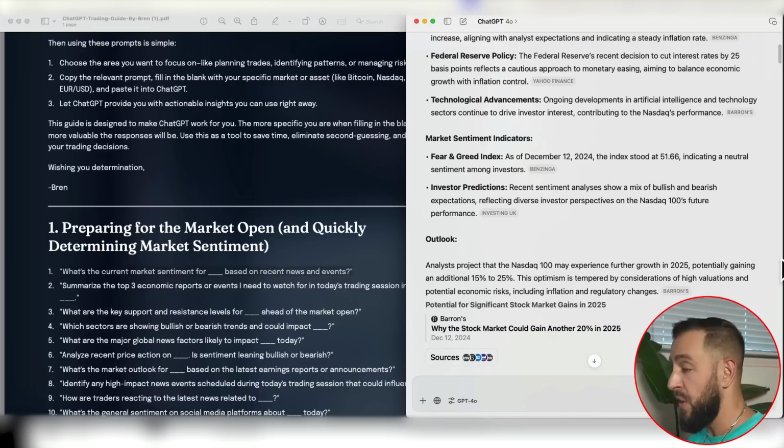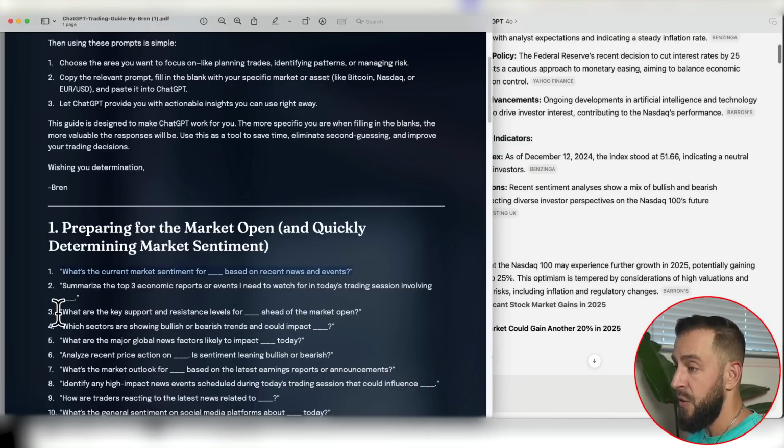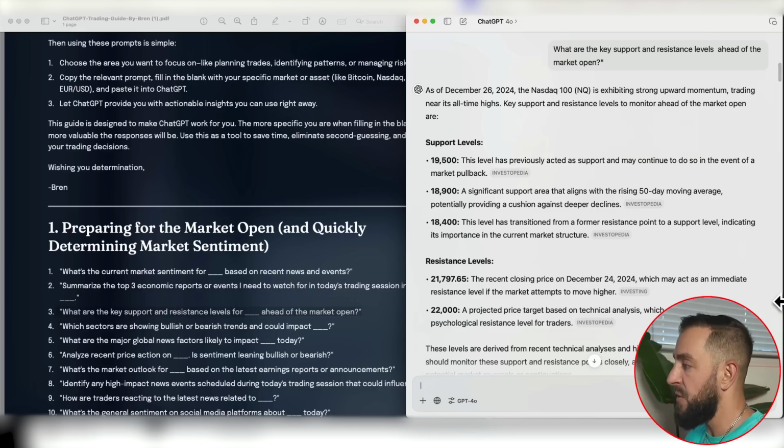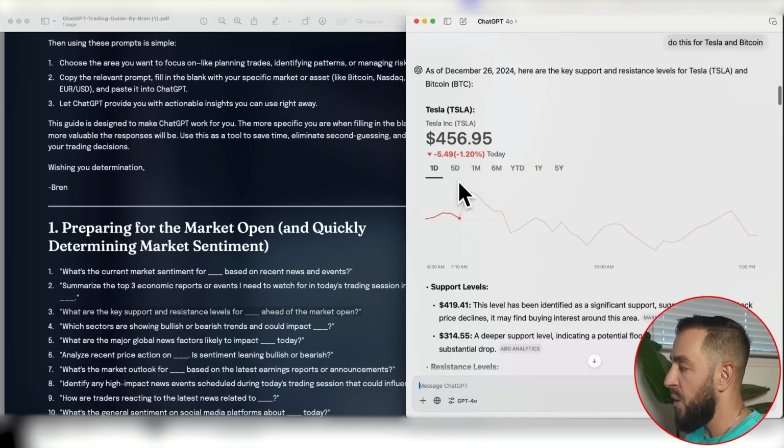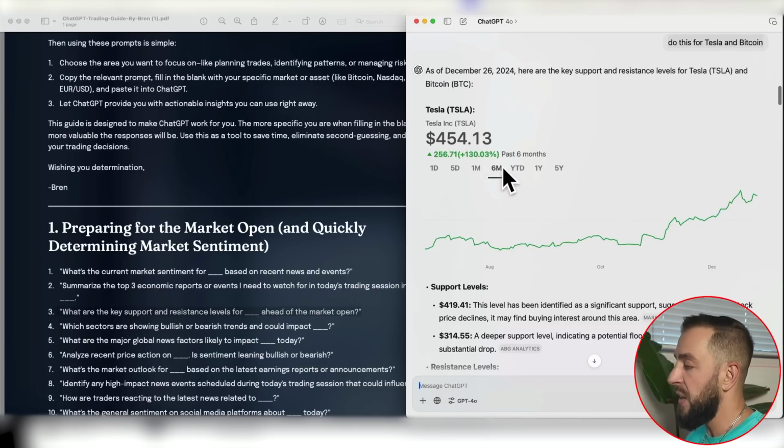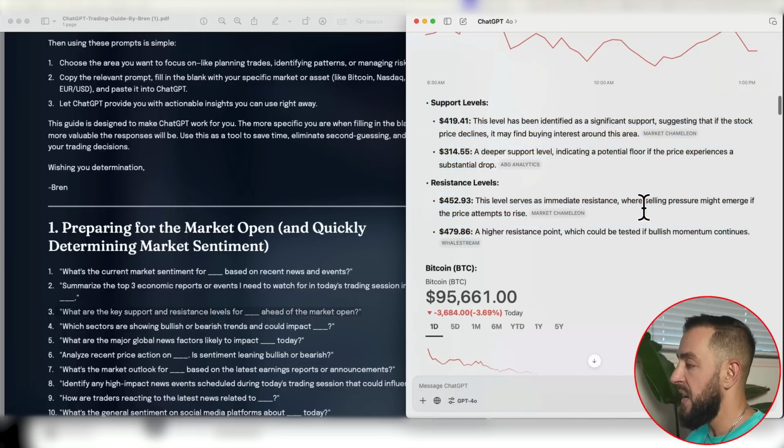Let's take this one step further and actually get support and resistance levels. So we'll get this prompt, and as you can see, it's giving us support levels and resistance levels and specific rationale, like for example, the 50-day moving average and different ways of determining those numbers. And we could do the same thing for equities. Like let's say we wanted to do this for Tesla and Bitcoin. Gives you the charts, so you can get an overall idea of what's happening, as well as support and resistance levels. There it is right there.